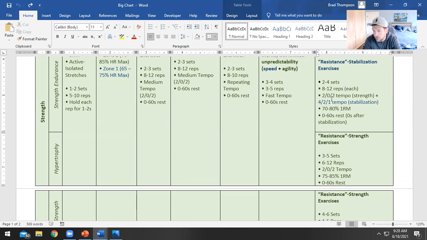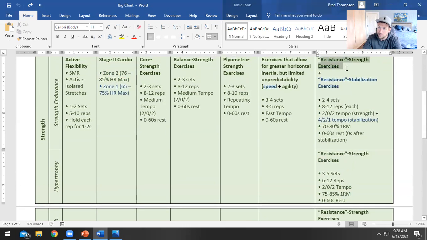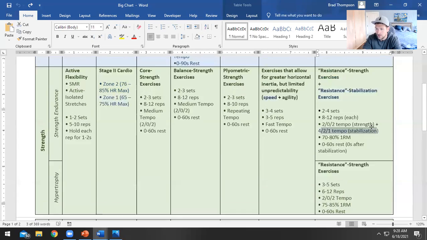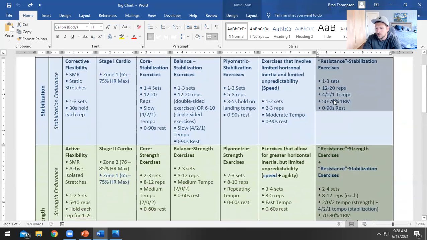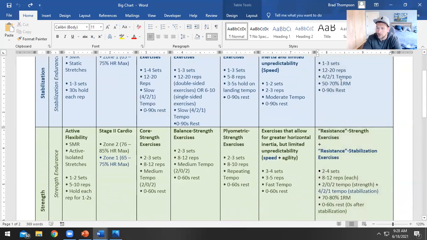In the strength endurance phase, our goal is to still work on endurance here. So you remember, this is a superset of a strength movement paired together with a stabilization movement. So your strength movement's at the medium tempo, but your stabilization movement is back at the slow stabilization tempo. So you can see we're really blending out of stabilization here, right? We're not just making a hard transition right into strength. We're easing our way out. That's why I like to call phase 2 strength endurance.